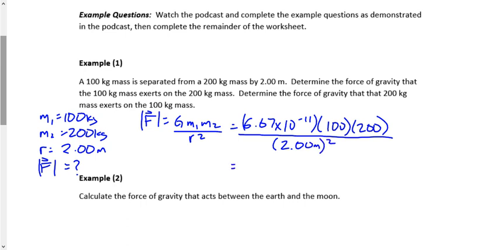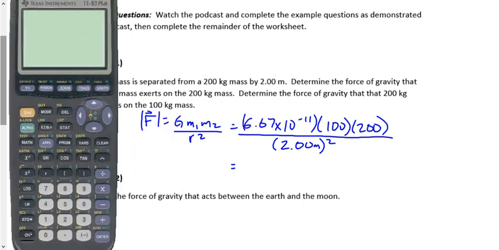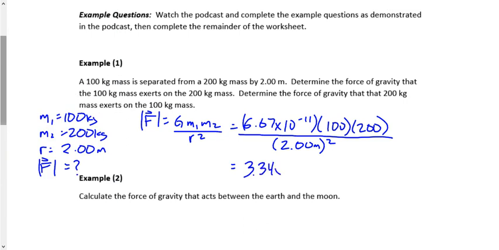Let's pull out the calculator to determine what the value of this is. We're going to say 6.67 times 10 to the negative 11 times 100 times 200. We're going to divide that by 2.0 meters squared. We get a value here for the force of gravity of 3.34 times 10 to the negative 7 newtons. That's one force. What about the other one?